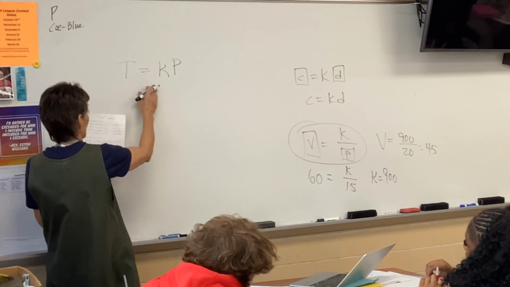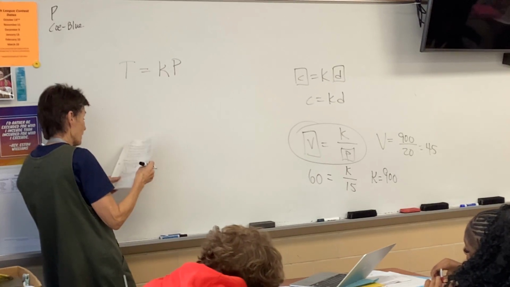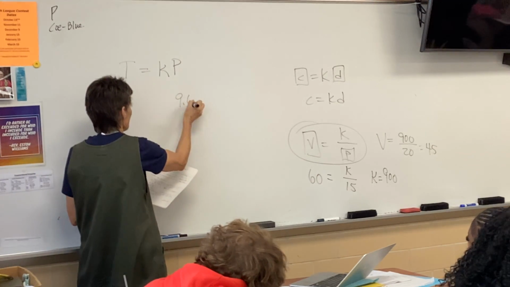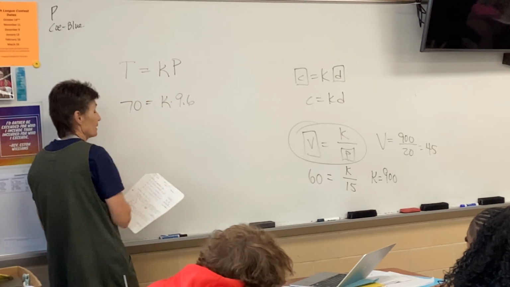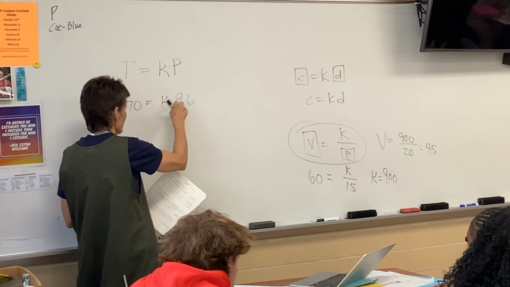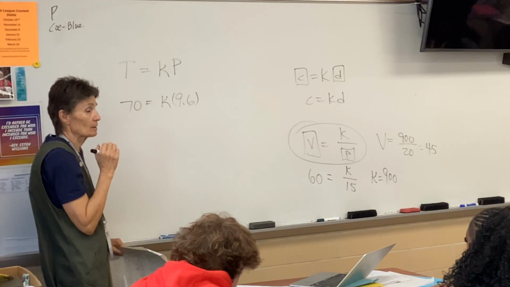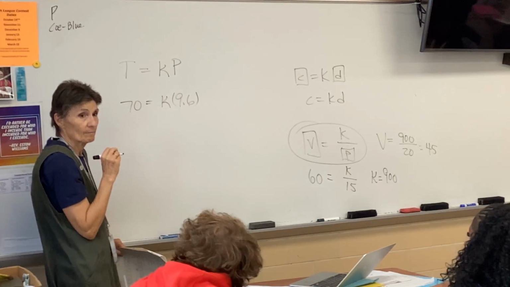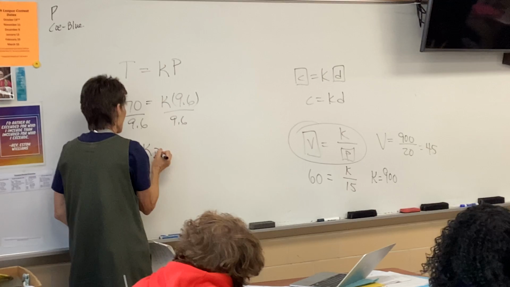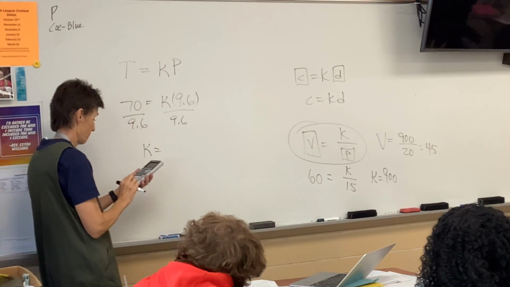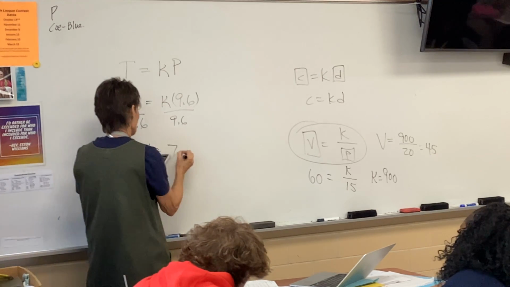So temperature is directly proportional to pressure. So hopefully this is your setup. The pressure is 9.6 when the temperature is 70. So this is a multiplication here, K times P. So what do I do to find K? I divide by 9.6. So I got K to equal 70 divided by 9.6. 7.29.